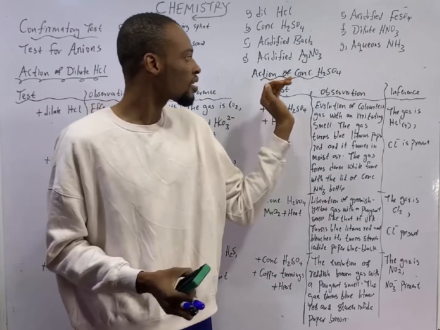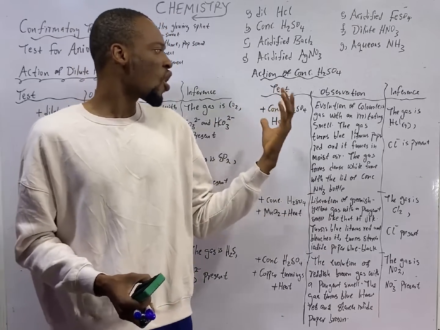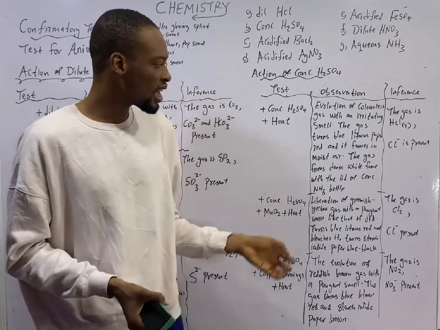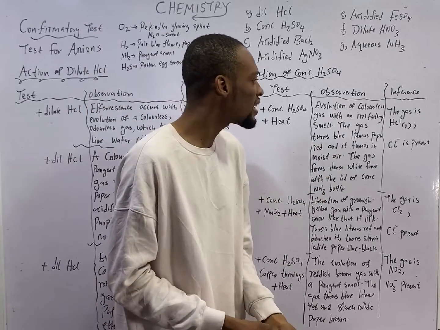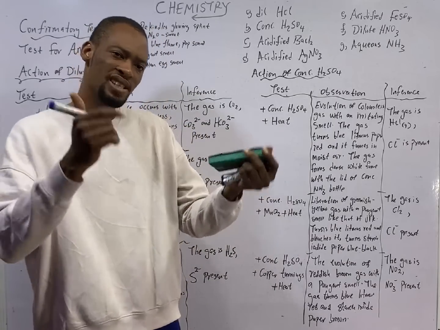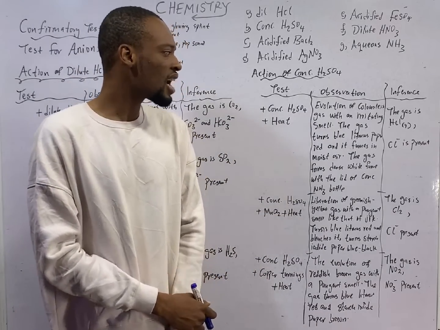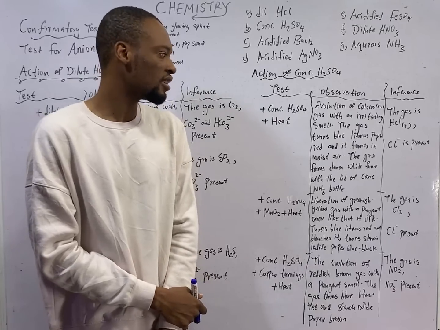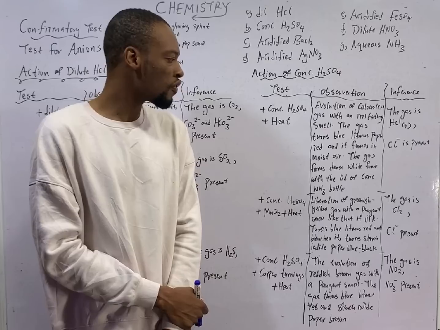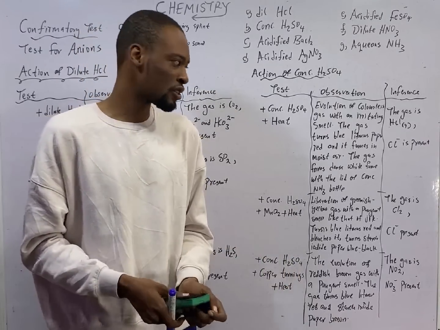Now, using conc H2SO4, you are told that conc H2SO4 was added to this and heated. There was evolution of colorless gas with an irritating smell. Now, you see that keyword, irritating smell. The gas turns blue litmus paper red and it fumes in moist air. The gas forms a dense white film with the lid of a conc ammonia bottle. Which gas is present and which ion is present?